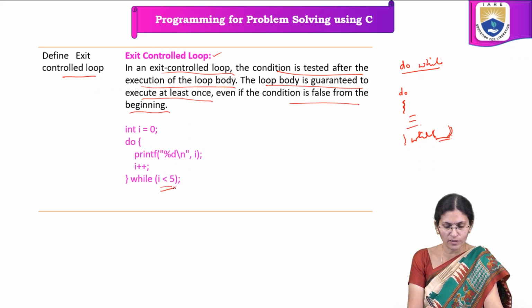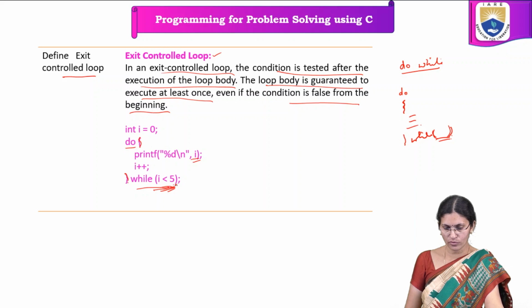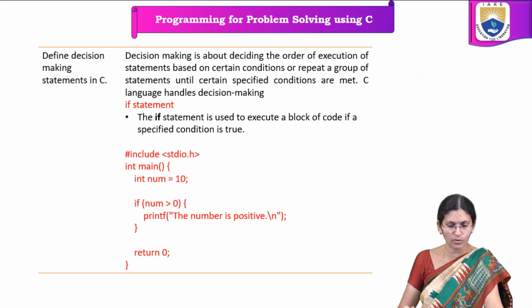So even if you have i less than 0 here, 0 will be printed. Why? Because first, whatever the statements are there inside the do, those statements will be executed. After that, this condition is checked. So this is how you can define an exit control loop.